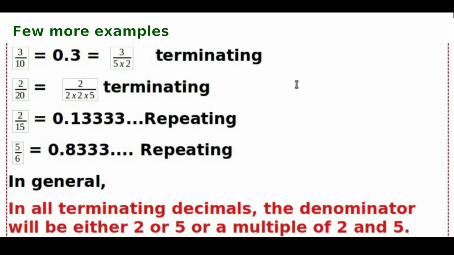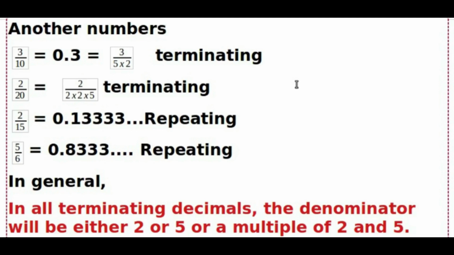We can consider a few more numbers. 3 by 10 is equal to 0.3. 10 we can write as 5 times 2. It is terminating. The second fraction is 2 by 20. 20 we can write as 2 times 2 times 5. 2 divided by 15 is equal to 0.13333. But this is repeating. And 5 by 6 is equal to 0.8333. 3 is repeating.